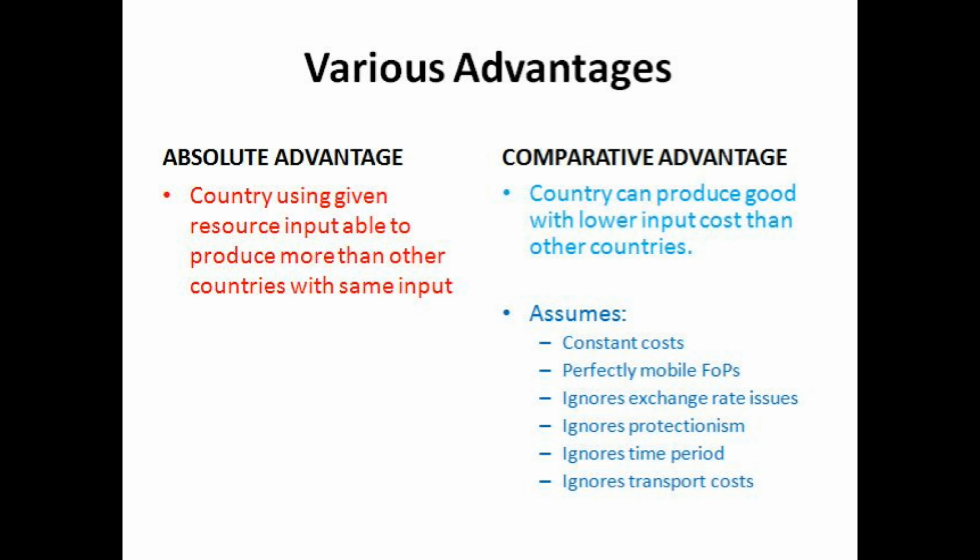I love cats. Absolute advantage is when a country using a given resource input is able to produce more than another country with the same input. So say we've got two countries, A and B, they're both producing jelly beans. Country A can produce 10 jelly beans with one worker, country B can only produce 5 with one worker. So country A has got absolute advantage if it can produce more stuff with the same input.